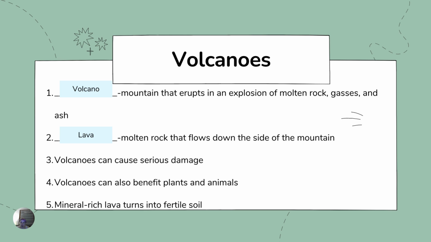However, volcanoes can also have some benefits to both plants and animals. For example, the mineral-rich lava can turn into very fertile soil. It can move around some of the other mineral deposits and things that can cause a lot of regrowth to happen after the eruption.